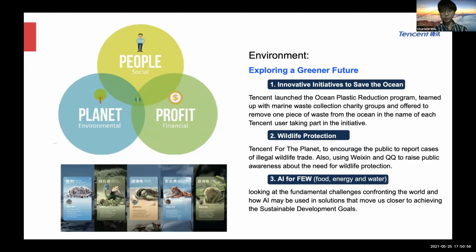Also, they aim to protect the wildlife, such as using the QQ or the Weixin to raise the public awareness. Also, they promote and develop the new scheme for the AI for the FEW, the food and energy and the water.